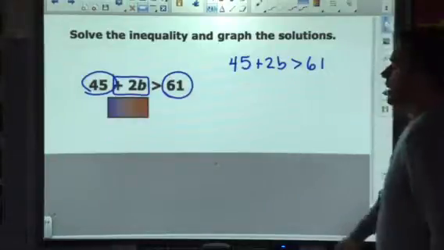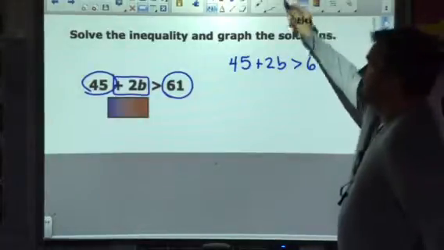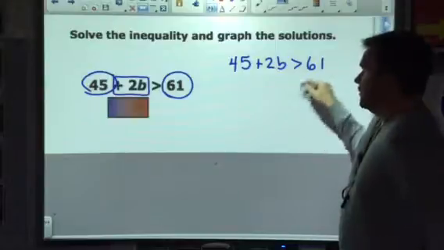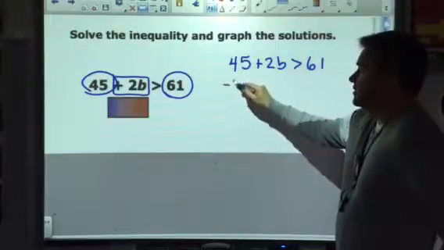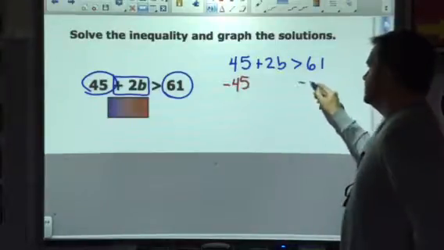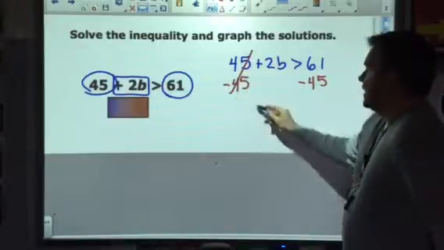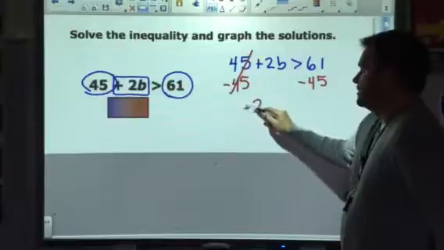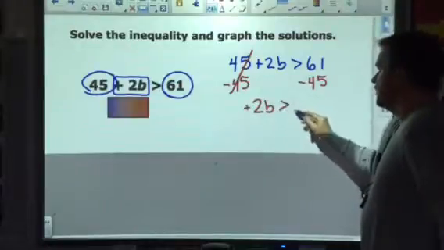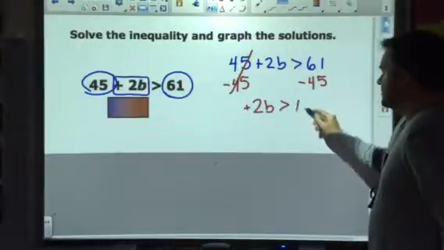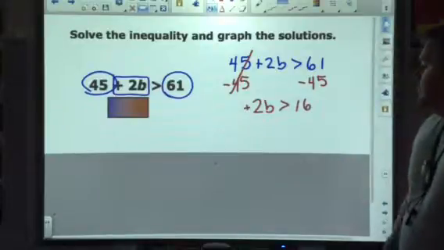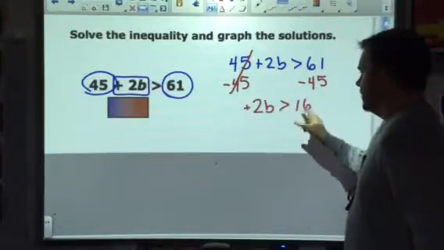I'm just going to rewrite my question. I'm going to do the inverse operation to bring the 45 over to the other side. So I'm going to subtract 45 on both sides. These will cancel out, and I'm left with a plus 2b is greater than, and when you subtract, you should get 16. So 2 times something is greater than 16.